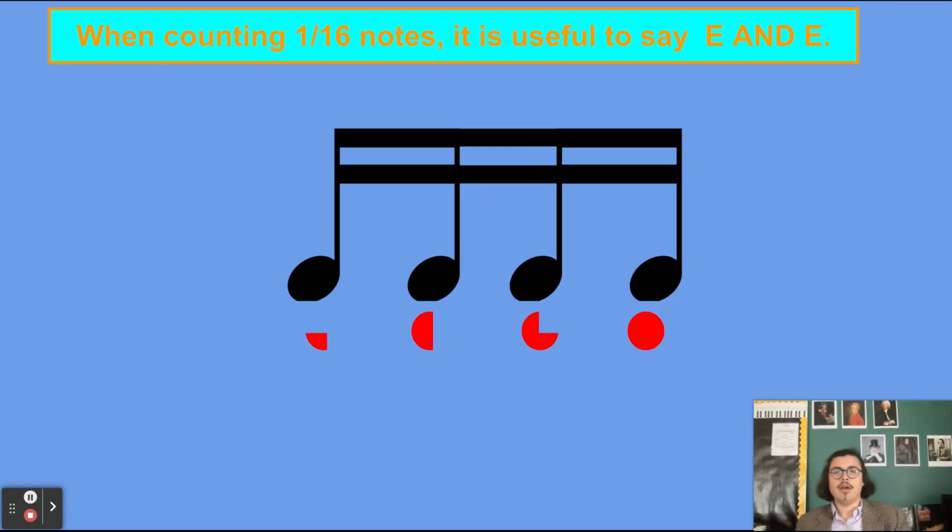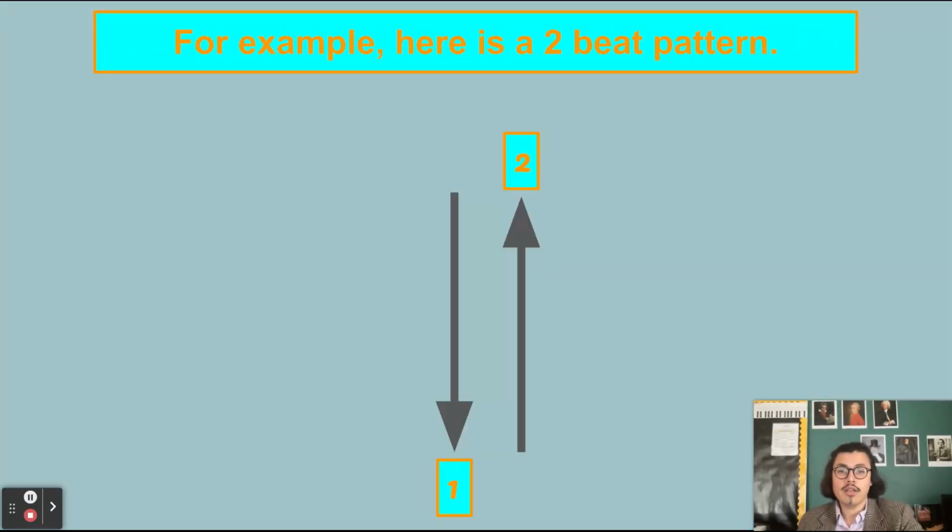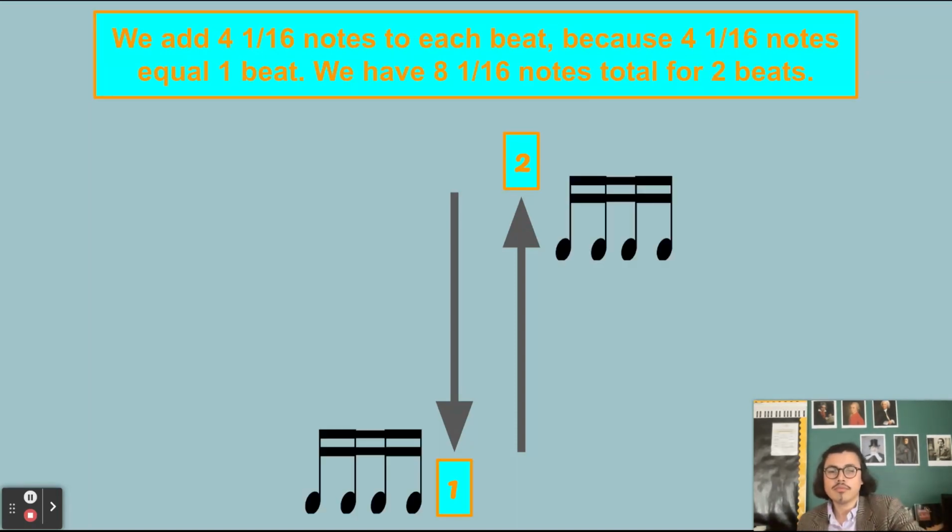Okay, so let me show you now. When counting 16th notes, it's useful to say "and." That's how I learned it. And I think it's very useful because you want to account for every note when you are counting. This way, you feel how it's supposed to sound, right? So in this case, I have 1, 2, 1, 2, 1, 2. So now I'm going to add "and."